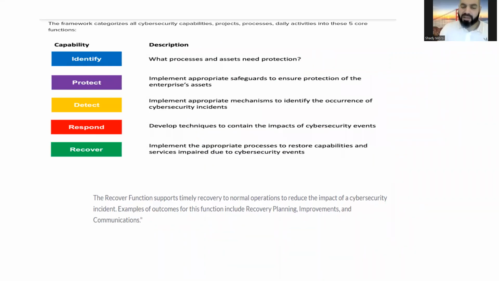So I will go back to ask my question to everyone here: where exactly will I find digital forensics in these capabilities or functions? If I wanted to say I will apply digital forensics, is it going to fall into the identifying function, the protection function, the detection function, the responding function, or the recovery function? Where do you think? I think in response.